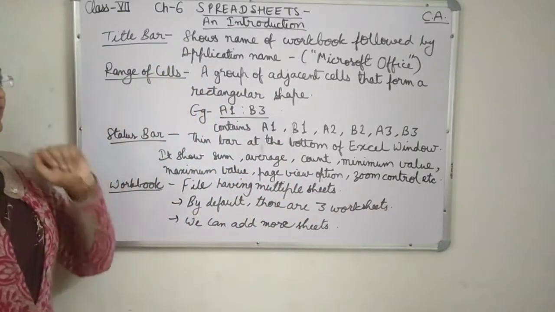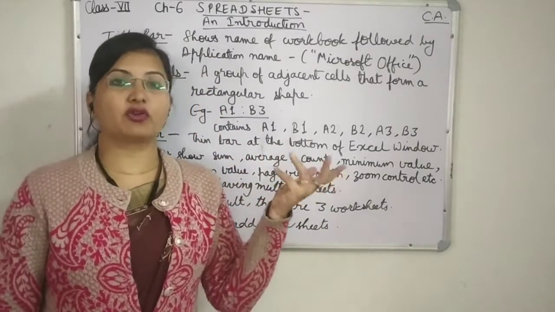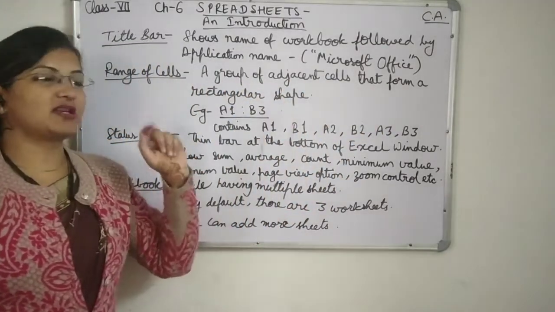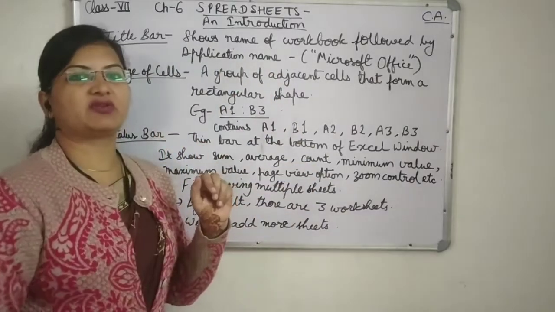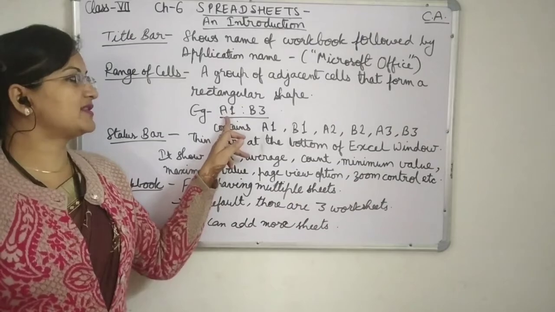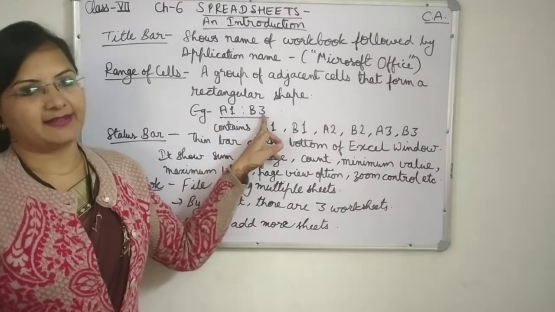Then, the range of cells. Range of cells, I have already told you, is a group of cells. A group of adjacent cells that form a rectangular shape. When we select it, you will be able to see the rectangular shape. And the first cell, how is it written? First cell, colon, the last cell.